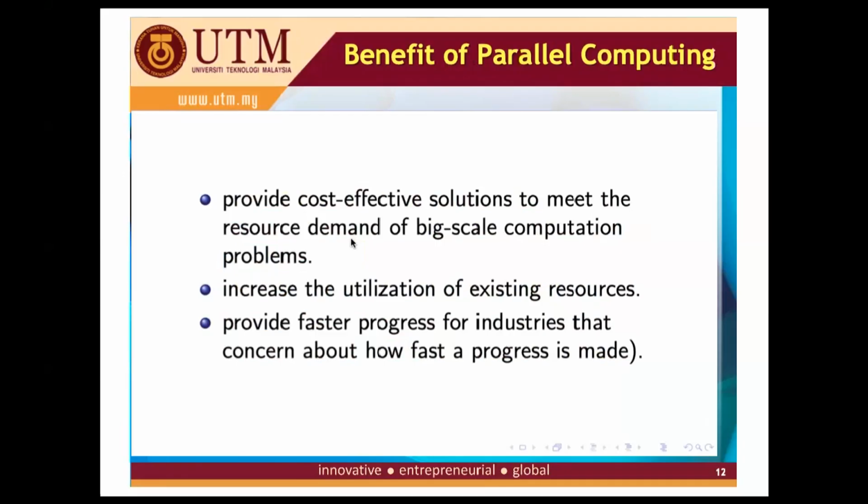Okay, how to explore, based on facts and figures, you have to go through Google Scholar. Okay, that's the best resource. Whatever you say, there is a fact and figure, evidence or coverage for whatever you mention in your paper later on. So increase the utilization of existing resources, provide faster results, faster for industry that is concerned about how fast the progress is made. So this is one of the benefits or achievements that they're going to achieve by parallel computing or HPC.